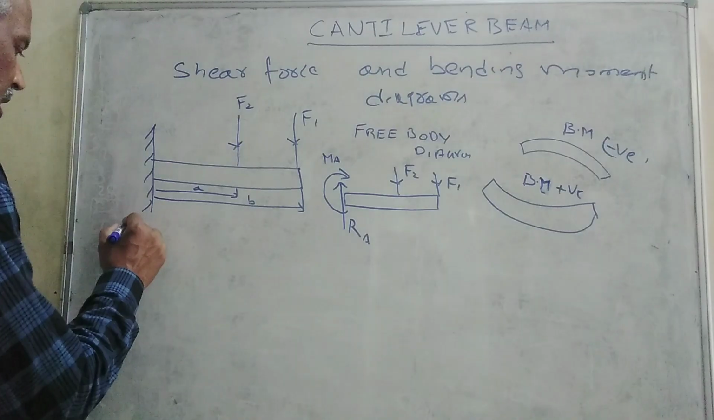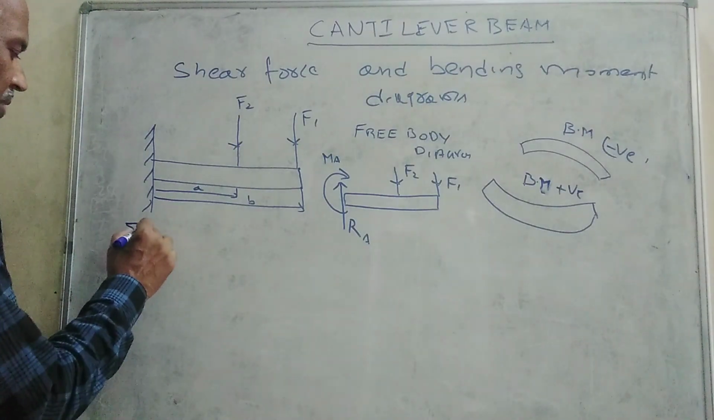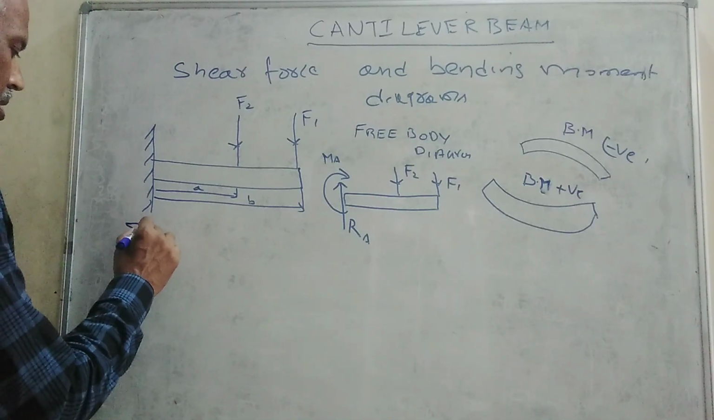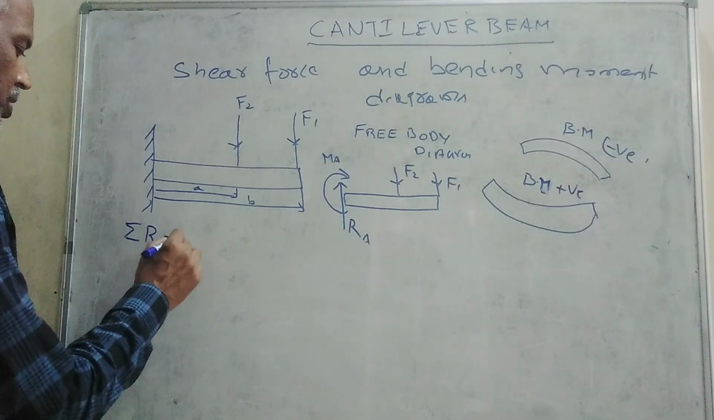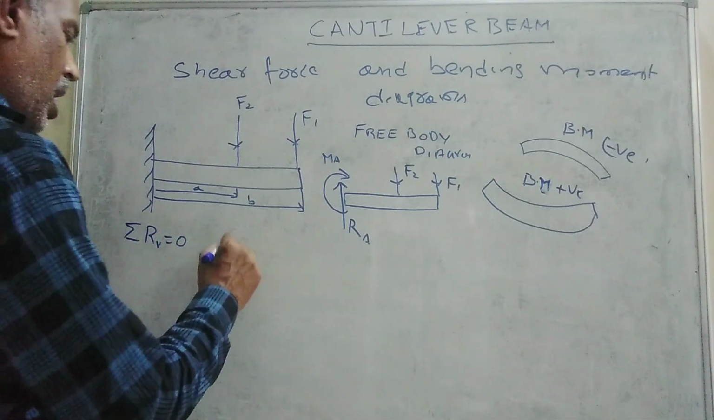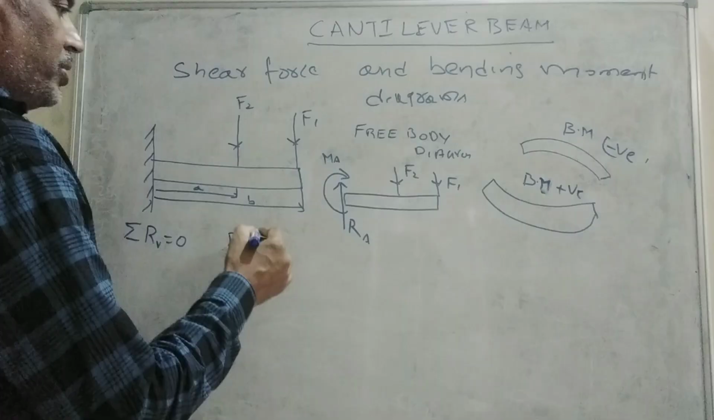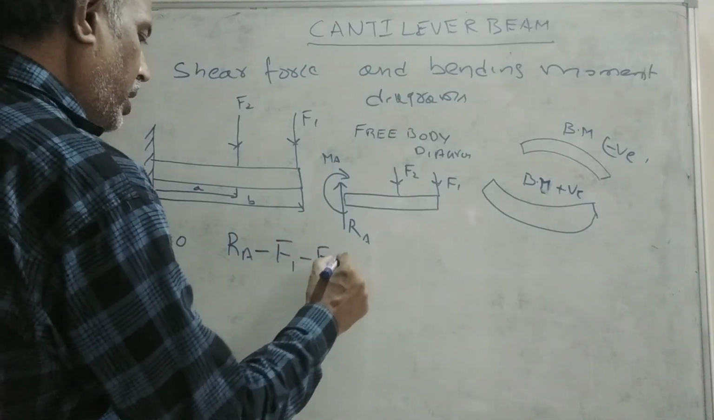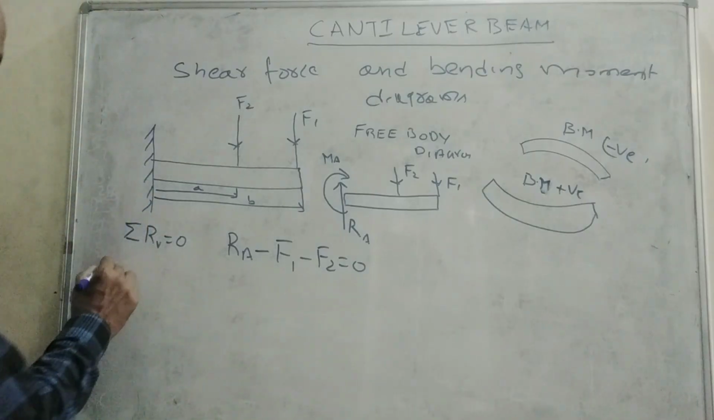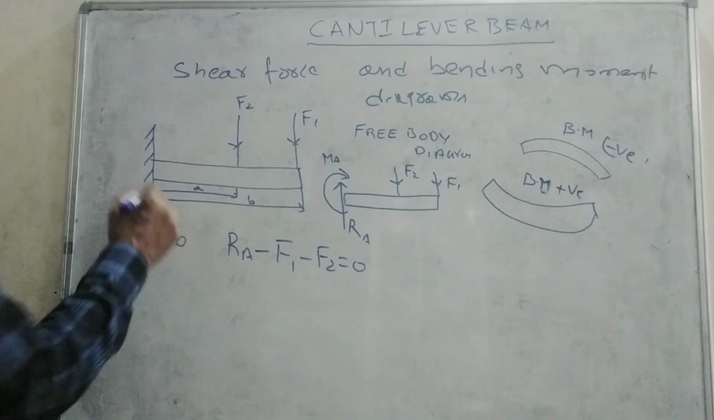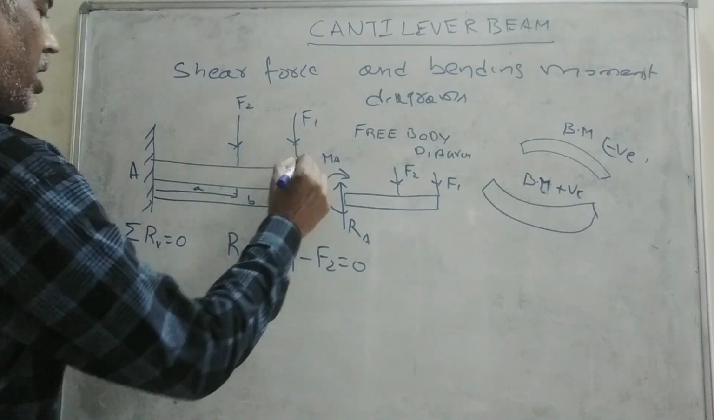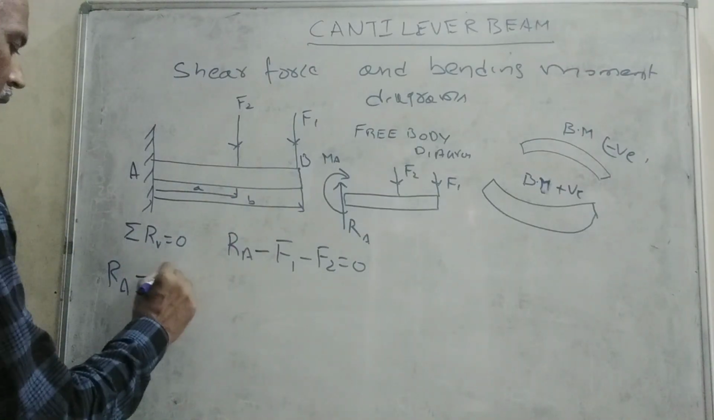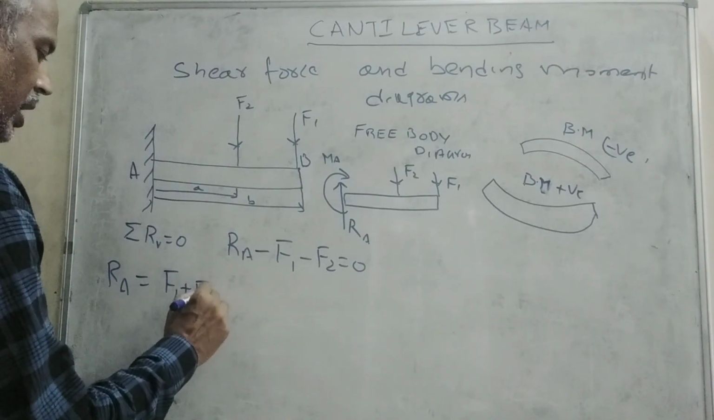Now, in the mechanics part, the sum of all the vertical forces is equal to 0. That means RA upward is positive, minus F1 minus F2 is equal to 0. So this is A and this is B. Reaction at A is equal to F1 plus F2.